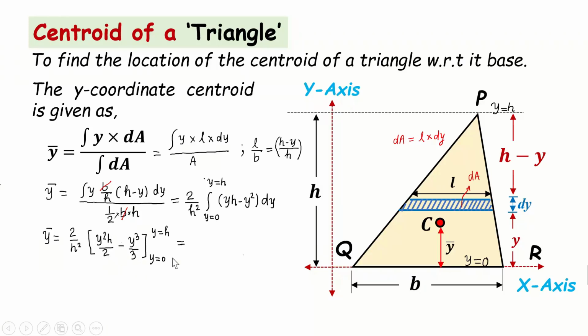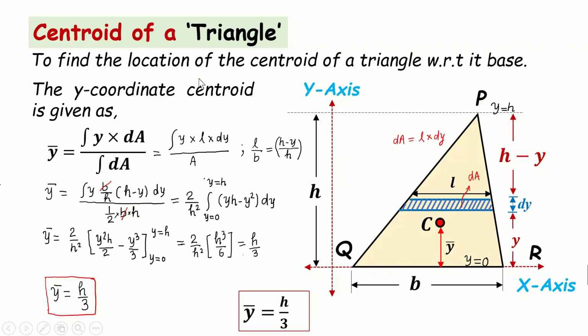If I simplify this, friends, I will be getting 2 divided by h square into h cube by 6, that will be equal to h by 3. So therefore we got the y coordinate of the centroid as h by 3, that is height of the triangle divided by 3. So this is the expression for the centroid of a triangle with respect to its base. So this y bar is going to be h by 3. Like this we can derive the expression of the centroid of a plane figure such as a triangle. We will see some more examples in a similar way. Thank you very much.